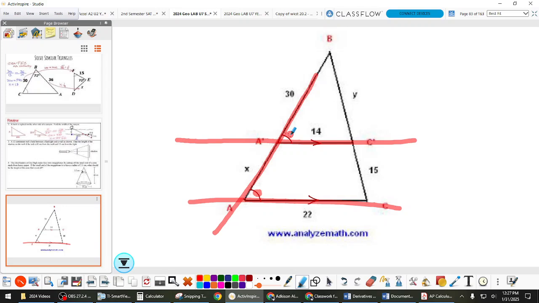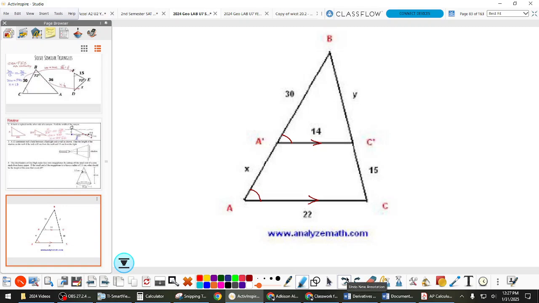Corresponding angles are the angles that take the same position where I could slide that bottom line up and the angles would cover each other, okay? Anyway, that is also true on the left or on the right side. Those are also corresponding angles.